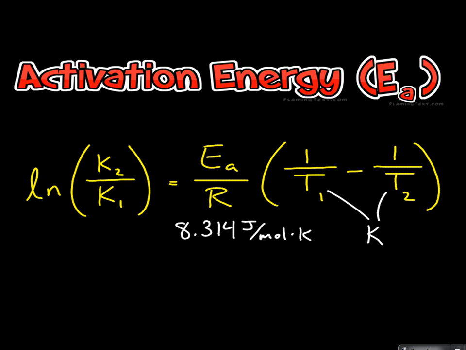Secondly, you may see the equation with the K1 and the K2 flipped. If that's the case, you will also notice that the T1 and the T2 will be switched. So if it's K1 over K2 on the left, then it would be 1 over T2 minus 1 over T1. That would be the only difference. Be sure to use the proper R value. I have it written there. Why do I know I have to use that one? Because it has joules in it, and above that is activation energy, which is energy always dealing with joules.